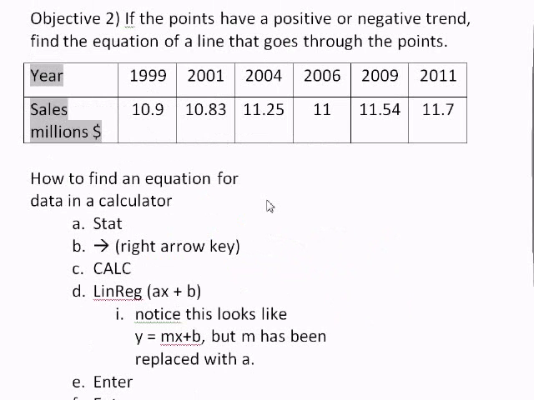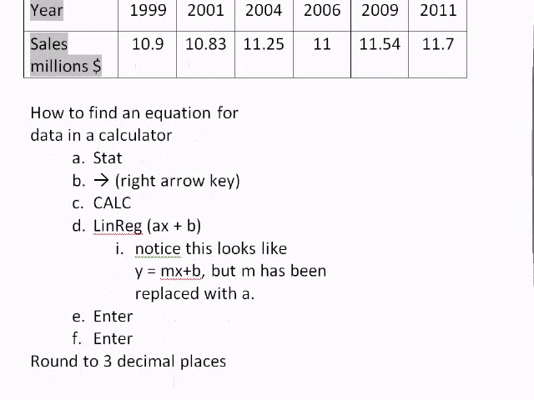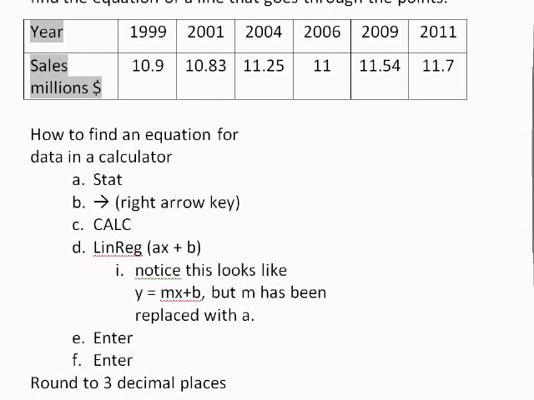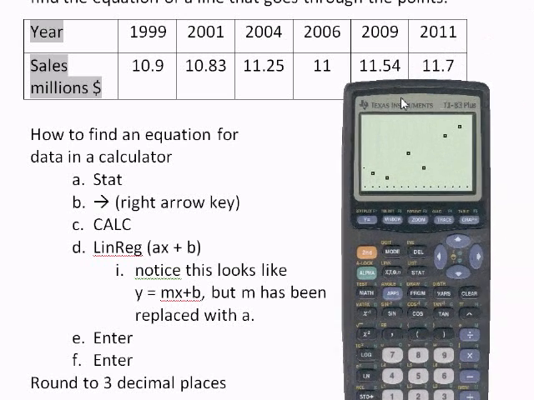We're on to our second objective, which is if the points have a positive or negative trend, we're going to find an equation of a line that goes through the points. More particularly, we're going to be finding the equation of the best fitting line, which is linear regression. So here are the steps we're going to follow in order to perform linear regression in our calculator.